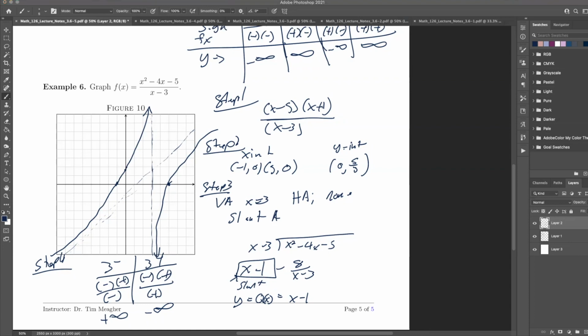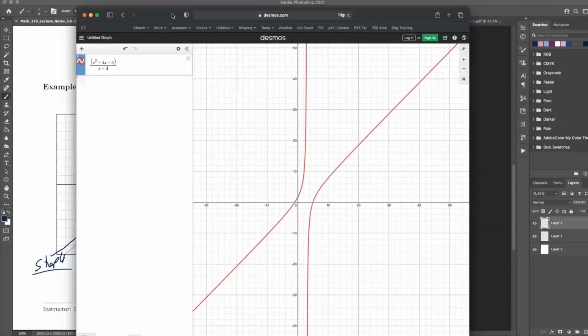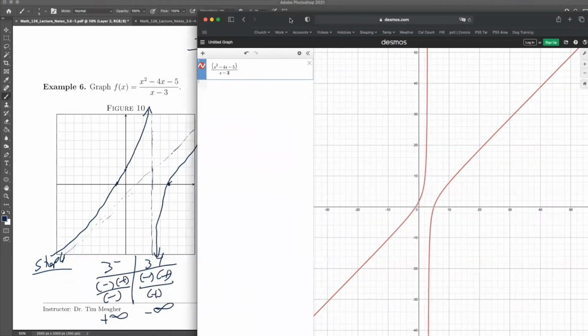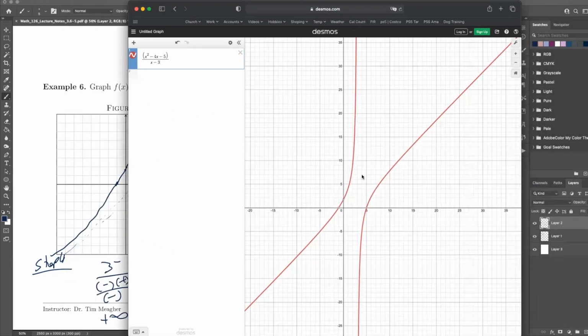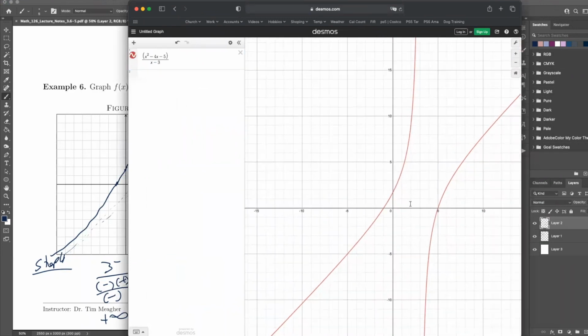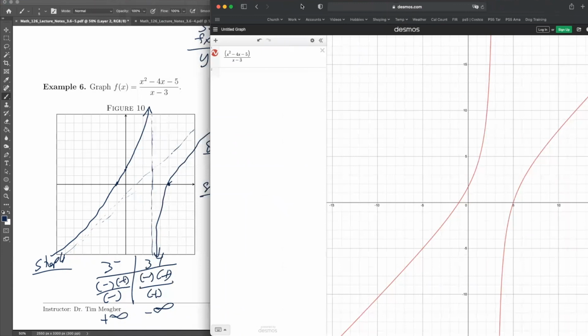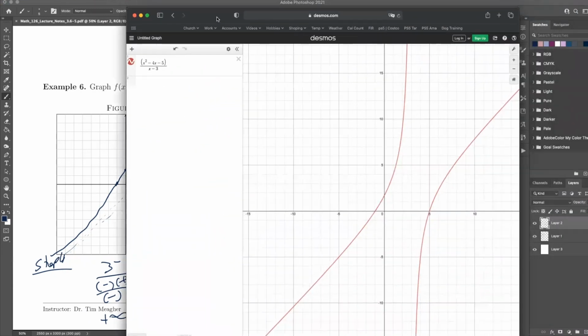All right, so let's see how we did, and then we're done for this section. So we have x squared minus 4x minus 5, and then we'll have x minus 3. Ta-da! And how do we do? Not bad. If I zoom into the same scale, we did real good.